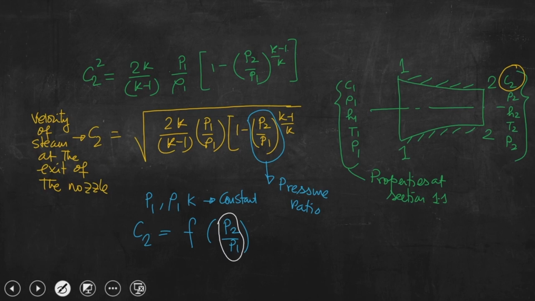So, the objective should now be to look at the magnitude of this particular pressure ratio for which the velocity of the steam at the exit of the nozzle will be maximum. Now let us consider that P2 by P1 is equal to R. So, this is the pressure ratio, P2 by P1, and our objective should be to find out the value of R, rather the critical value of R, for which the velocity would be maximum.